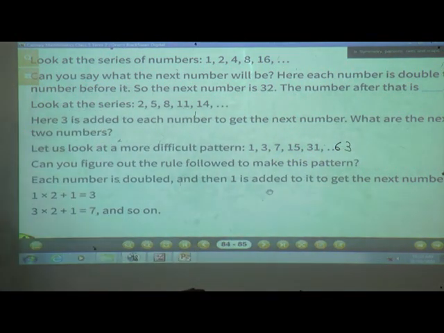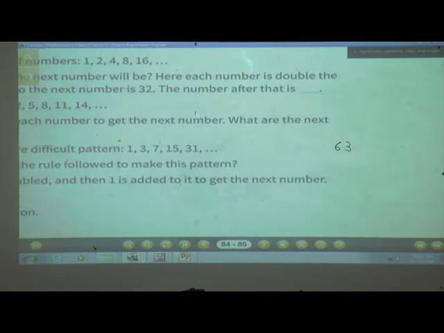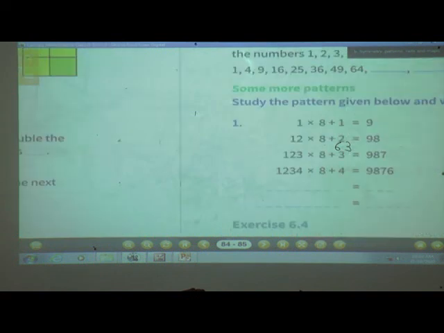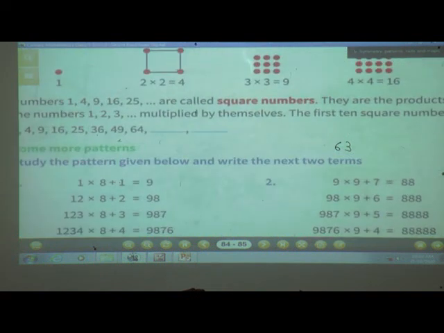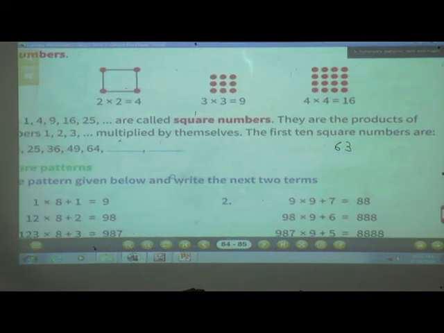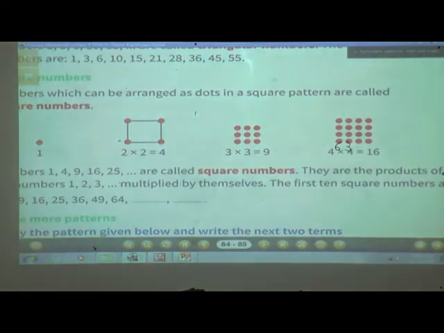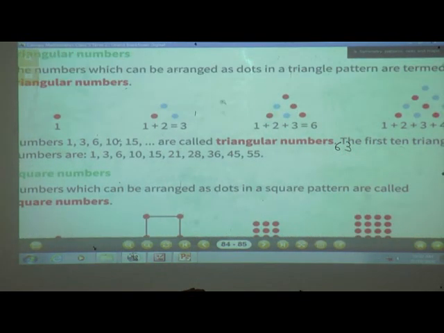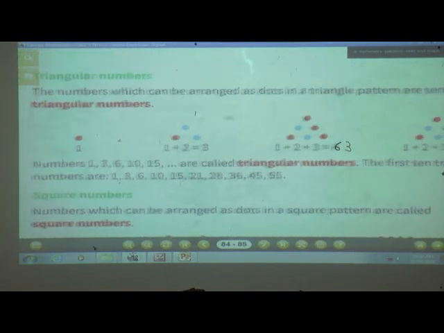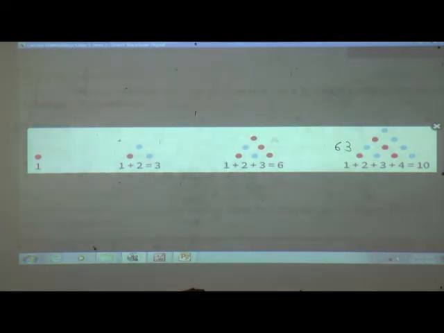Okay. Now students, see triangular numbers, page number 85. Here, see, the numbers which can be arranged as dots in a triangle pattern are termed as triangular numbers.